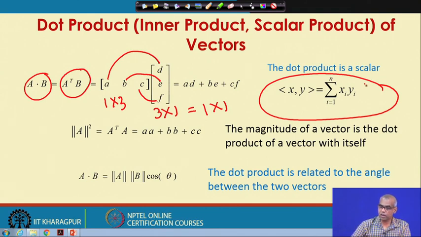The dot product is related to the angle between the two vectors. So, for two vectors A and B, the dot product between A and B can be written as the magnitude of A times the magnitude of B times cos theta, where theta is the angle between these two vectors A and B.